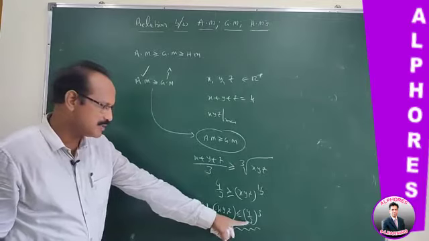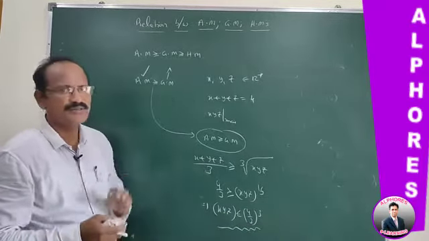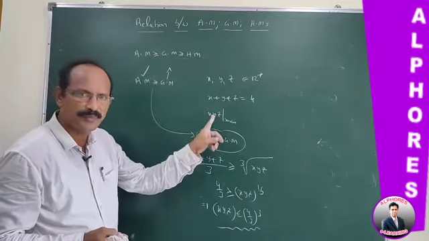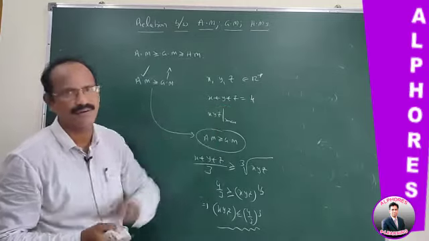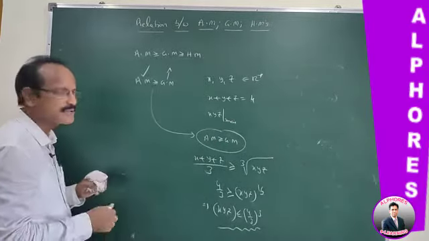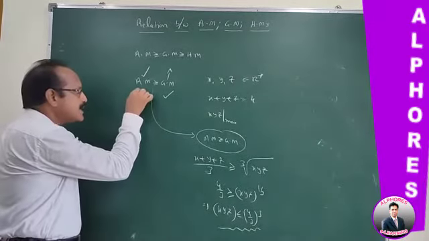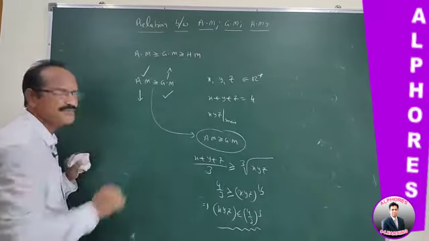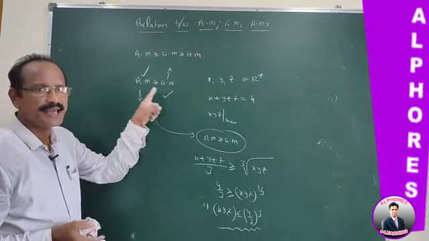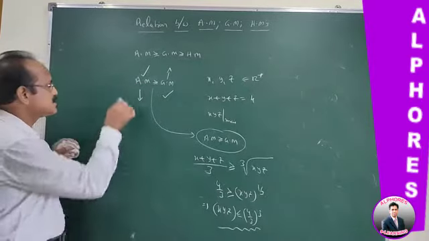It is the maximum value of this product. So AM greater than or equal to GM is used to calculate the maximum value of the product when their sum is given. It can also be used in another manner. When the product is given, you can calculate the least value of this sum. Okay, this is one aspect.